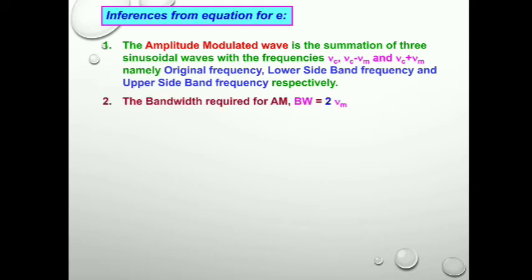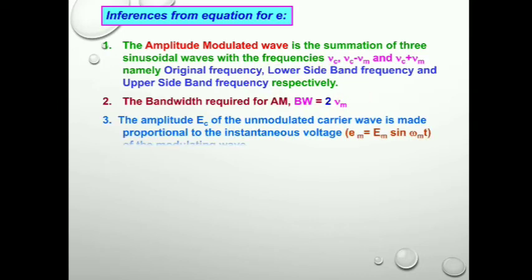Next, it has bandwidth. So the bandwidth required for AM, the bandwidth represented by BW, is equal to twice the frequency of the modulating signal, twice that frequency of the modulating signal. Nu m is the modulating signal.